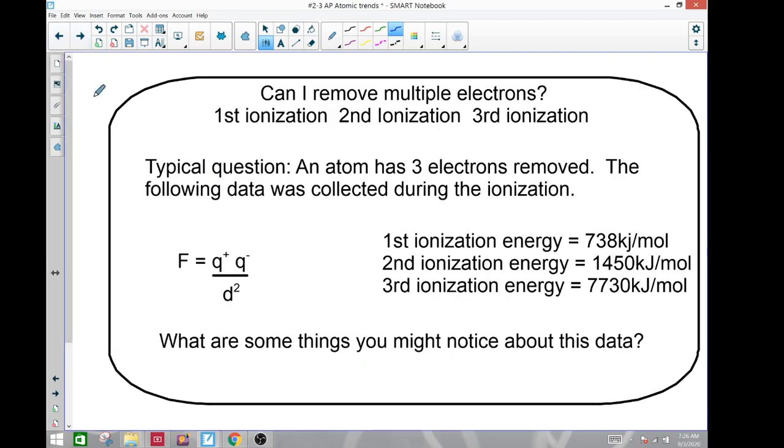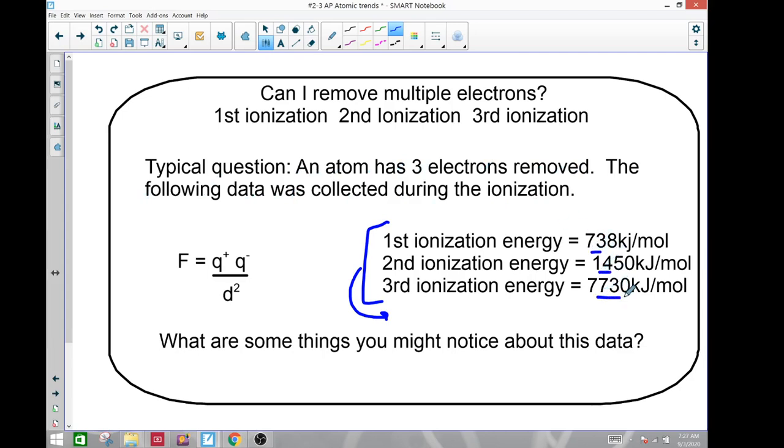All right, so can I remove multiple electrons? We talked about this already. So this is a classic question here. Okay, they're going to give you data, and you're going to have to analyze that data. So in this case, typical question, atom has 3 electrons removed. The following data was collected during ionization. We got this energy, also another energy.